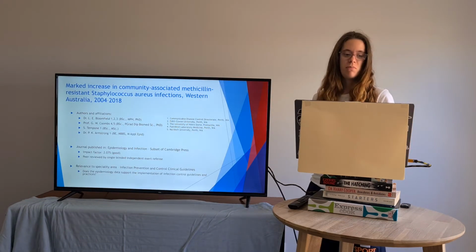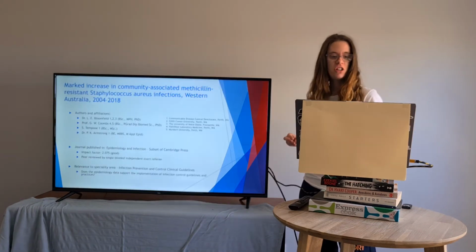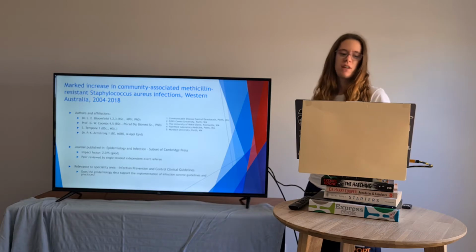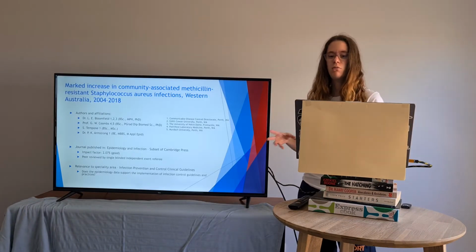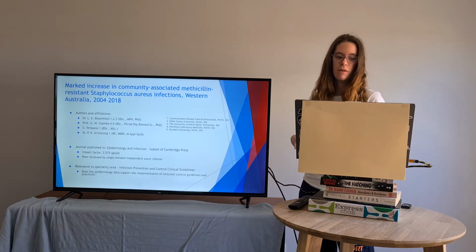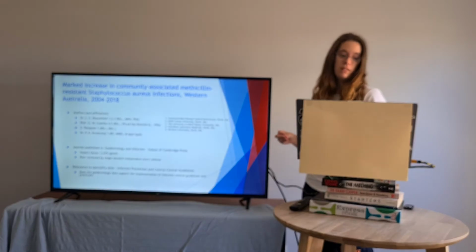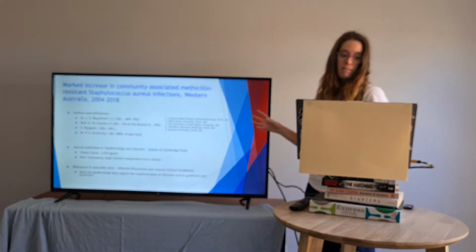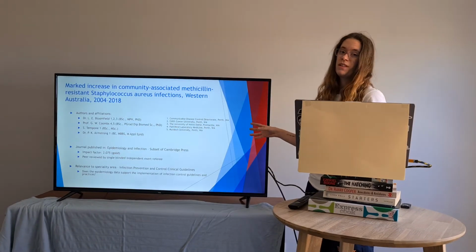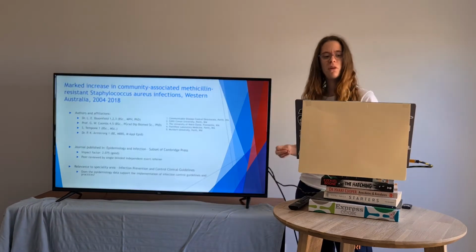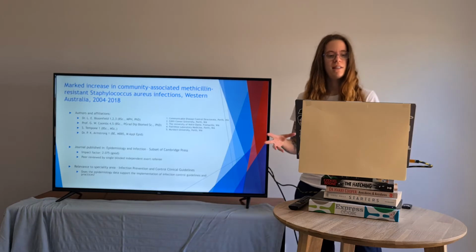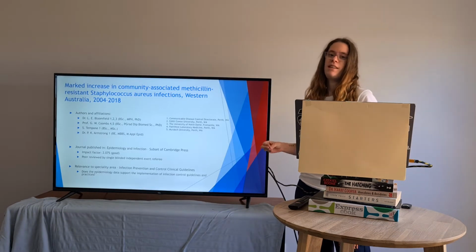This article was published in Epidemiology and Infection, which is a subset of the Cambridge Press. The impact factor of a journal is a measure of the frequency in which the average article is cited within a particular year. For this journal in particular, the impact factor is 2.075, which is good but not great. The peer review process for this journal is that of a single-blinded independent expert referee.